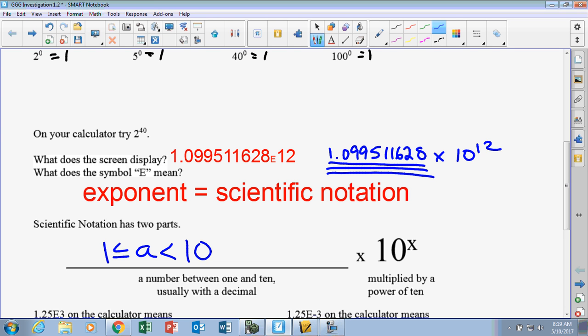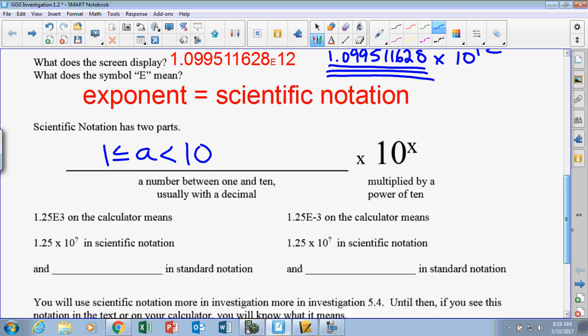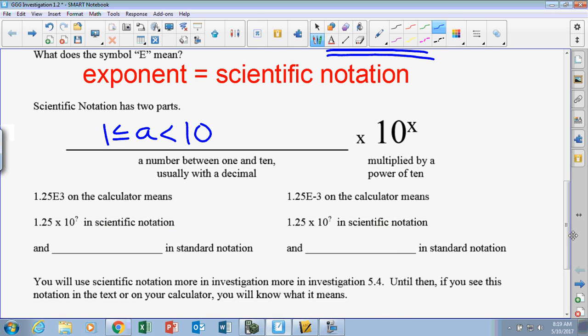Okay, so again, it's usually a decimal. There's your power of 10 being multiplied because, again, when we move decimals, that's powers of 10. 10 to the first, 10 to the second, and so on. Okay, so that's what scientific notation means. So, moving down here, if 1.25 E to the third on the calculator means this should be 1.25 times 10 to the third power, right?